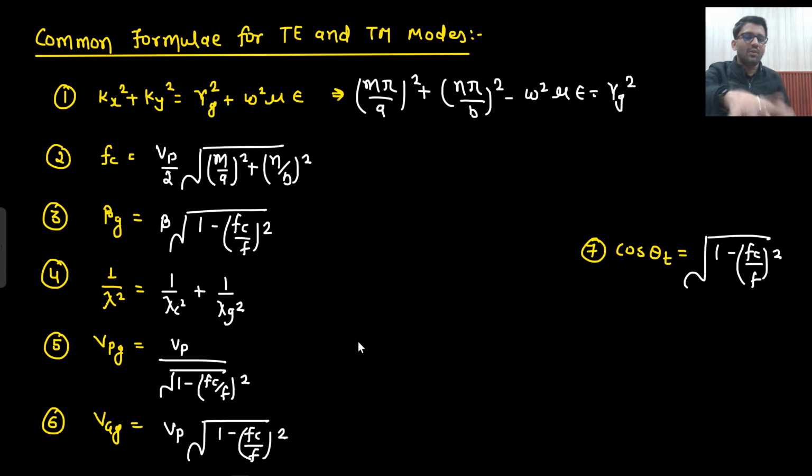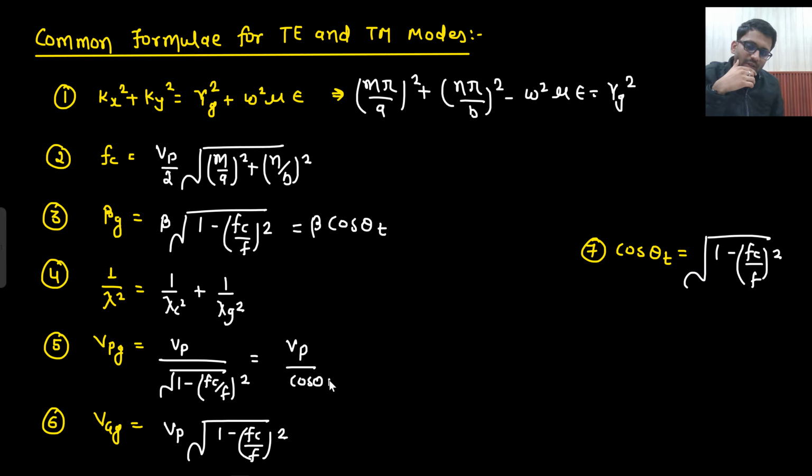Now let's write down all these formulas in terms of tilt angle. So can I write it as beta cos theta t? Certainly I can write it as beta cos theta t. Here Vp by cos theta t, and here Vp into cos theta t. So these formulas I can write in terms of cos theta t as well. They will only mention the tilt angle. From there you will find out the value of cos theta, then you know this expression, and then I can apply these formulas. So these kinds of questions can also come in your examination.